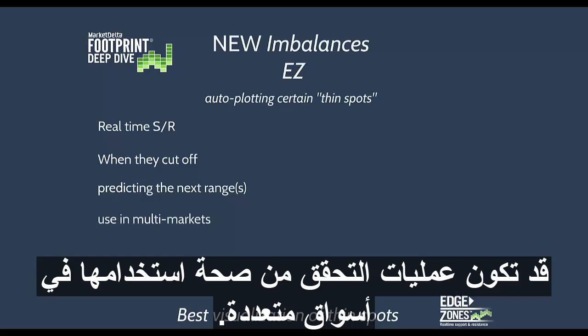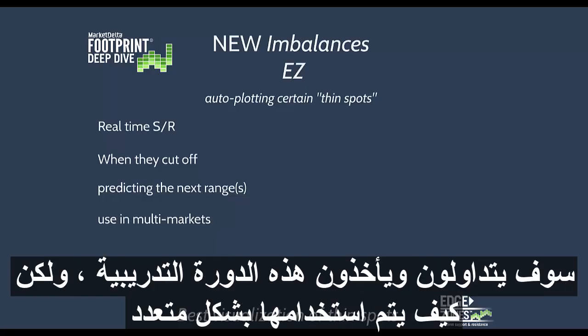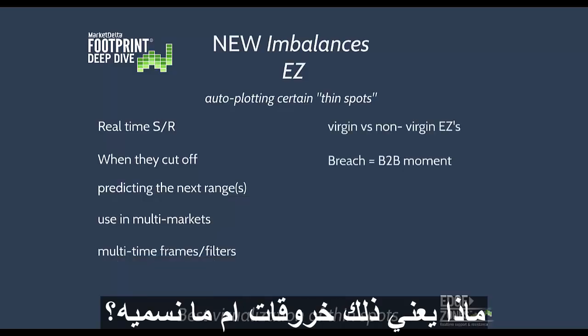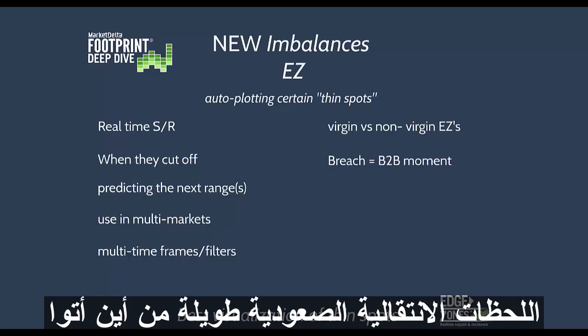Their use in multiple markets, not just the S&P E-minis, which is popular among most people that are going to trade and take this course, but how it's used in multiple markets, how it's used over multiple time frames and filters. Virgin versus non-virgin, what does that mean? Breaches, or what we call B2B moments, bullish to bearish, bearish to bullish, transitional moments. Long ones, where they came from.